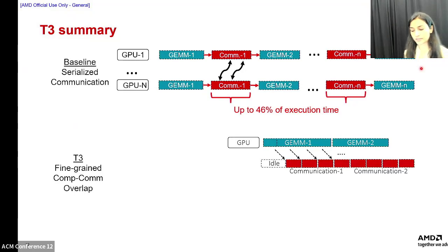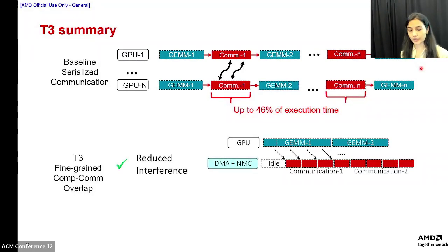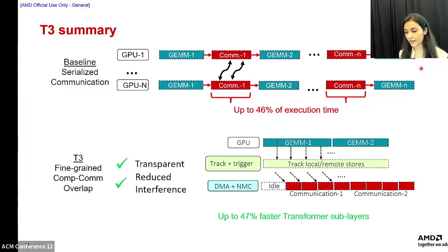What's different from other works is that T3 does it efficiently by offloading the communication to DMA engines and using near-memory computing, which helps reduce the interference with compute kernels. It further uses a hardware track and trigger mechanism to transparently orchestrate communication when data is ready. So this avoids complex kernel changes to interleave compute and communication.